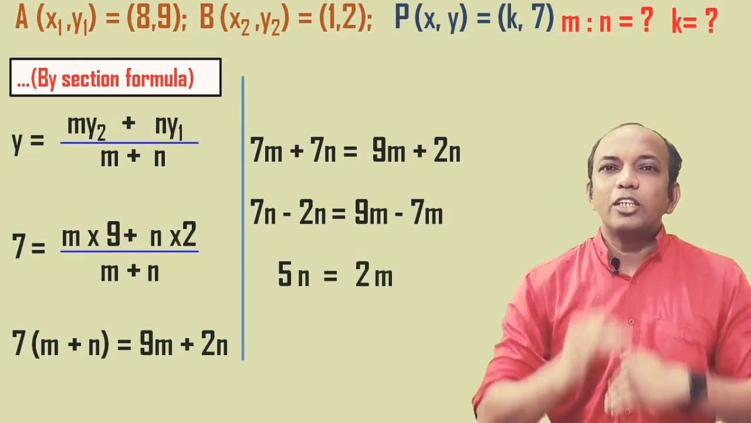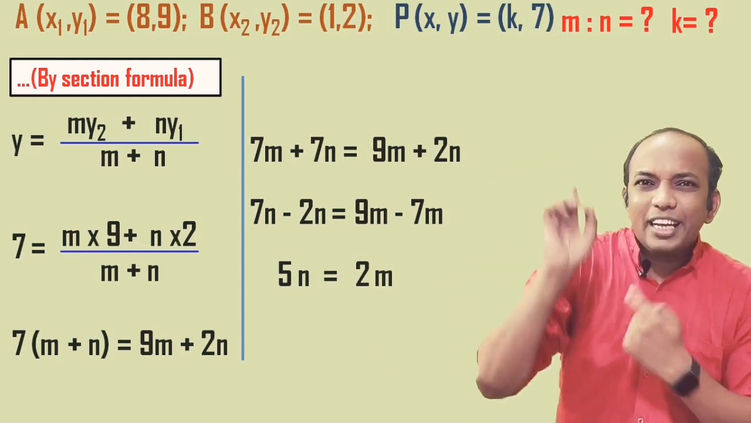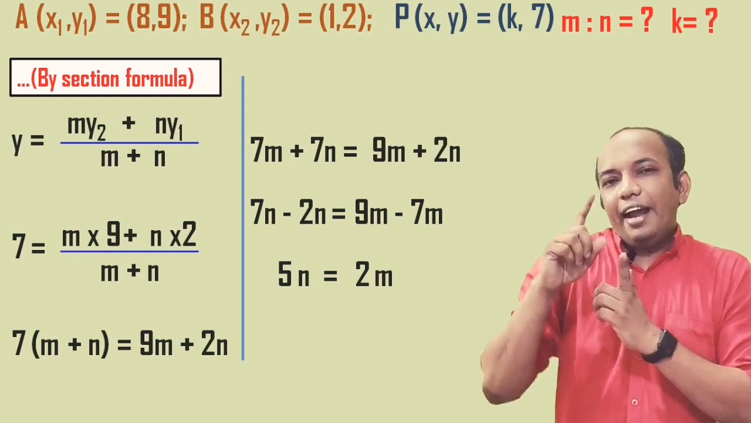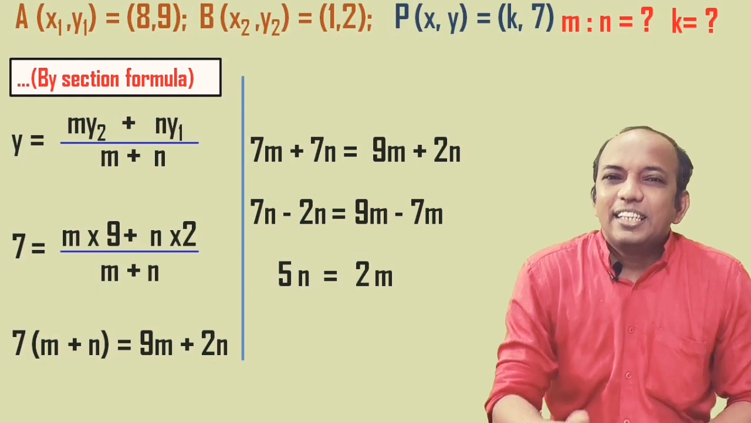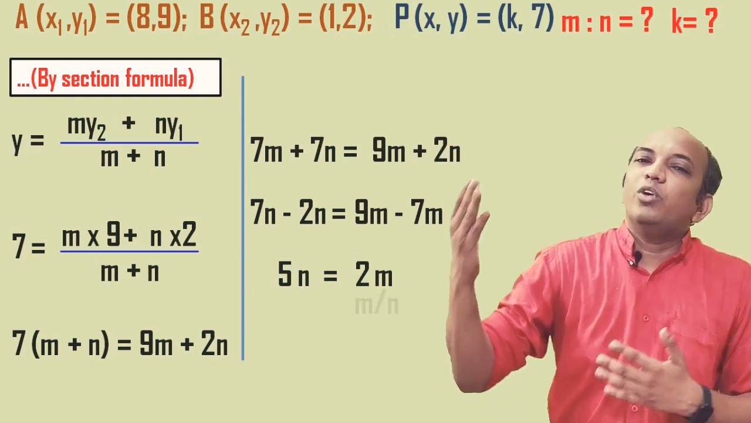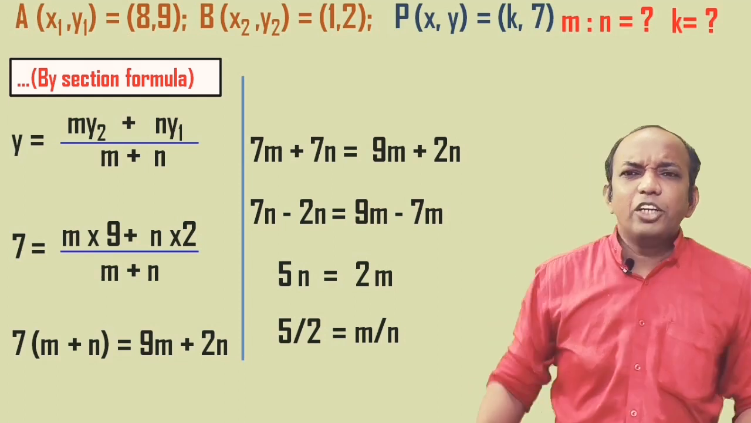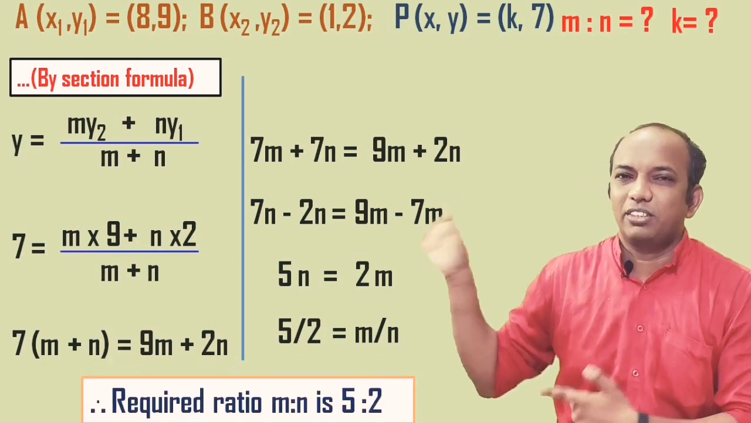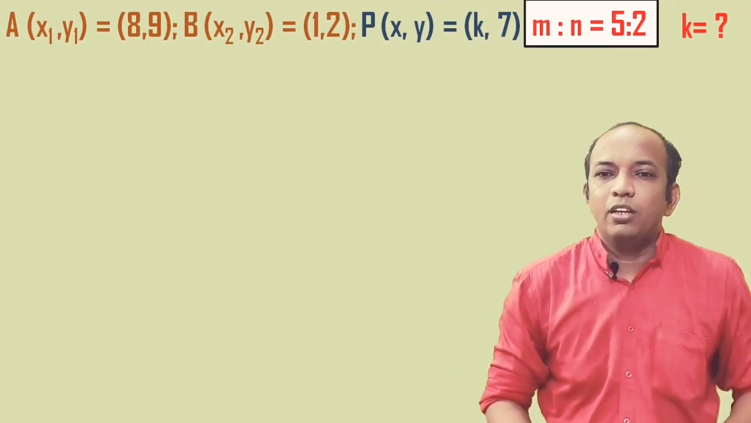We require m is to n, that is m upon n. So what we are going to do, that n on the LHS will move to the other side of the equality in the division, and coefficient of m, that is 2, will go to the other side. That results in m upon n equals to 5 upon 2. Isn't it easy? Yes. So required ratio is 5:2, and now utilizing this ratio, the way we are looking on the screen, we are going to find the value of x, that is k.